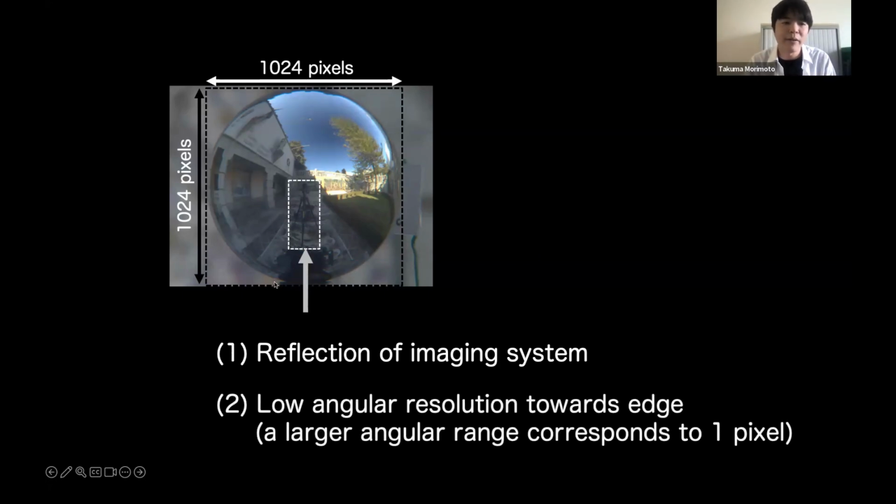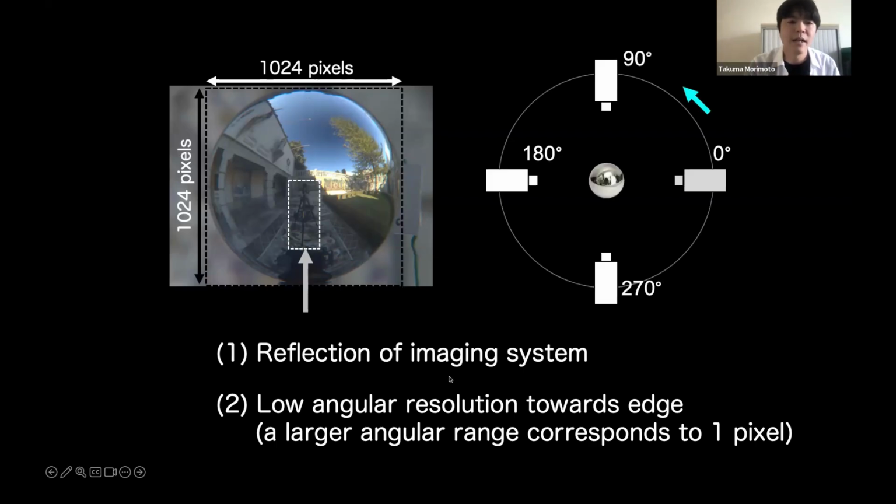And the second problem is that angular resolution is low towards the edge. Resolution is highest around the center. And towards the edge, basically, a larger angular range in the environment is projected onto a single pixel. So you get a very different spatial resolution towards the edge. So to overcome these issues, we take a picture of this mirror sphere from 4 different angles by moving the imaging system.